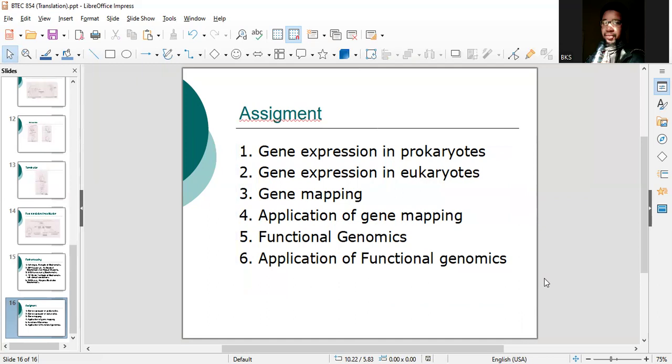I will create a Google form that you fill per group. But you still have to create a bound copy of this. So each group should have a bound copy of the assignment, not more than 5 pages, and submit to me.